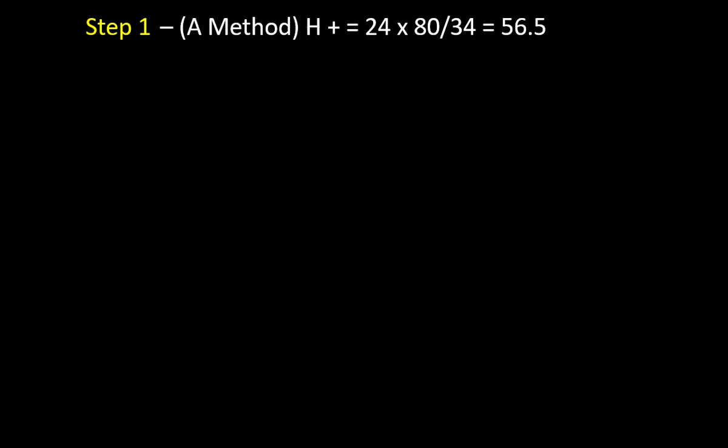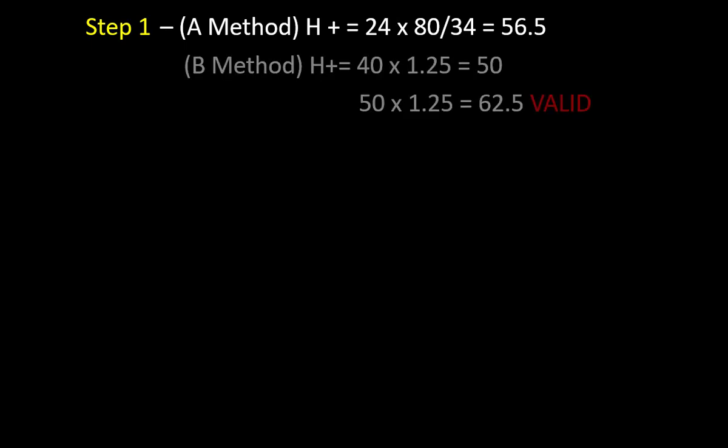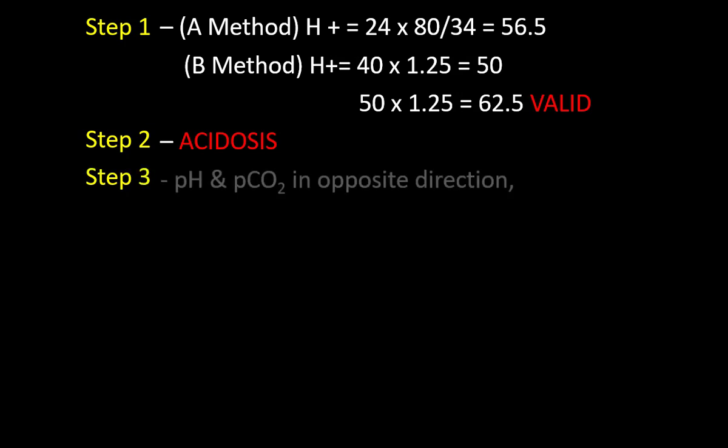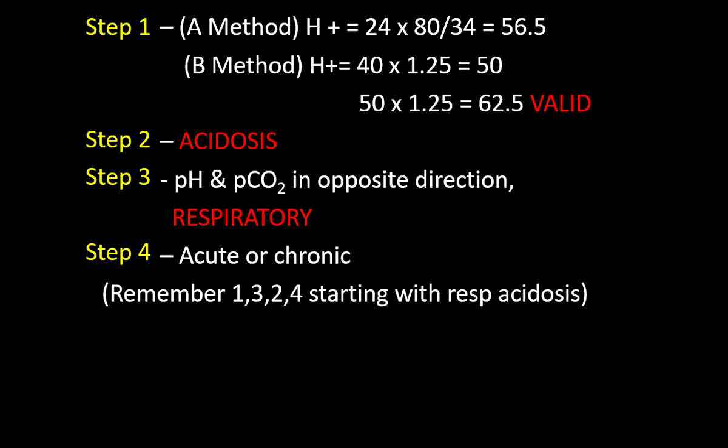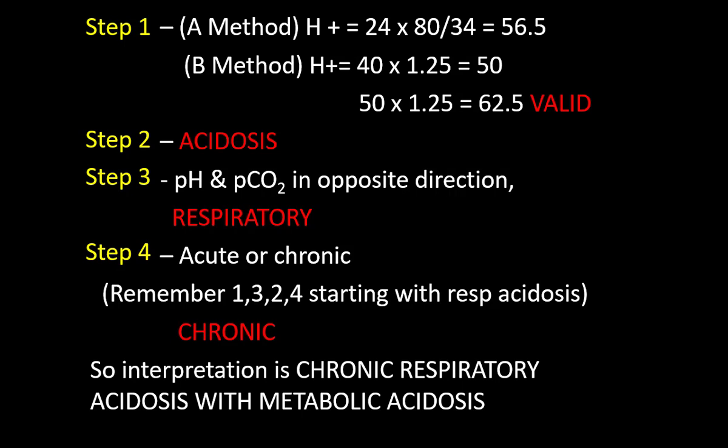A method, calculate the H ion, it comes around 56. B method, 40 into 1.25 is 50, 50 into 1.25, 62. So it's almost equal. We can say it's valid. Step 2, is it acidosis? Yes. Step 3, pH and PCO2 in opposite direction. So it is a respiratory acidosis. Look at step 4, acute or chronic. Remember 1, 3, 2, 4 starting with respiratory acidosis. So what do you say? Is it acute or chronic? Chronic. So the interpretation is chronic respiratory acidosis with metabolic alkalosis.